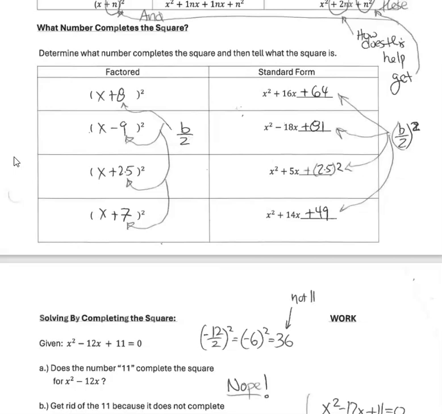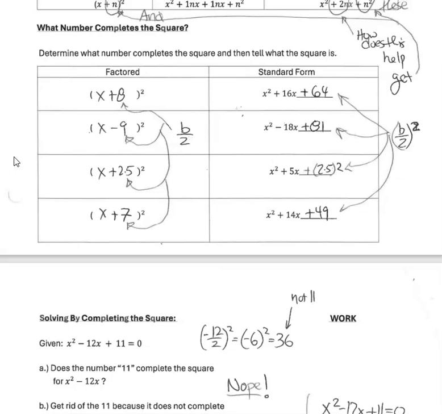The next one, what is the magic number that would make this true? Well, half of 5 is 2.5, and 2.5 squared, you could figure out what that actually is. I just left it as 2.5 squared. That is the magic number that when this trinomial is factored, it would end up being x plus 2.5 squared.